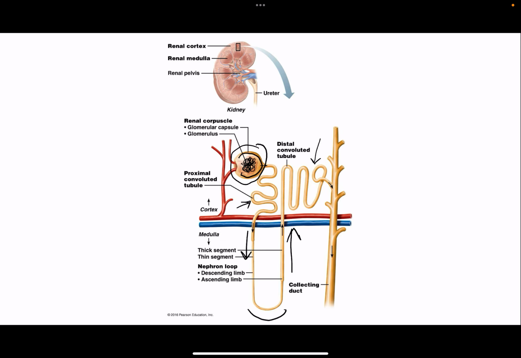This is the distal convoluted tubule, and that's all part of the nephron. This collecting duct here is not part of the nephron, so make sure you know that. It's not part of the nephron. And why it's not part of the nephron, it's a collecting duct for all the nephrons to feed into. Okay, so this comes after the nephron.